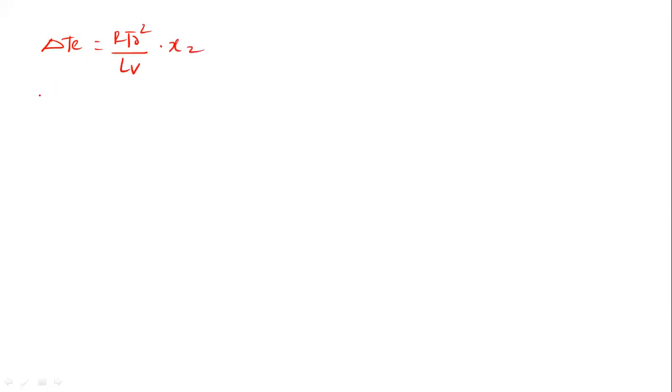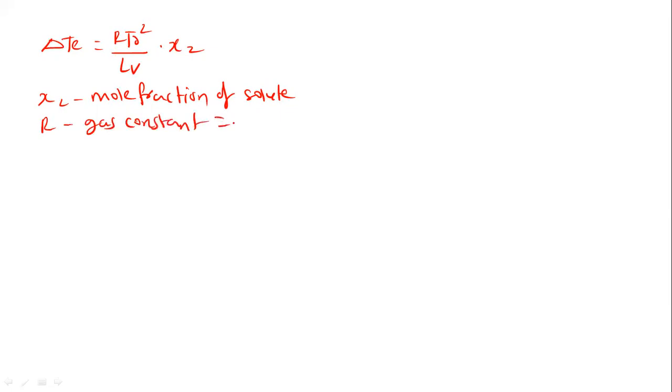First of all, let us write all the terms here. X2 is the mole fraction of solute. Okay. Then LV, it is known to us, heat of vaporization per mole of the solvent. R is a gas constant. So we know the value of R, it is equal to 8.314 joule per Kelvin per mole. This is the value of R that is given here. Now T0 is also constant, and LV is also constant.